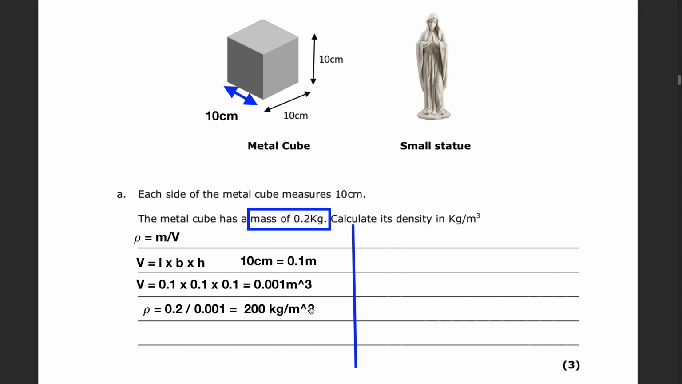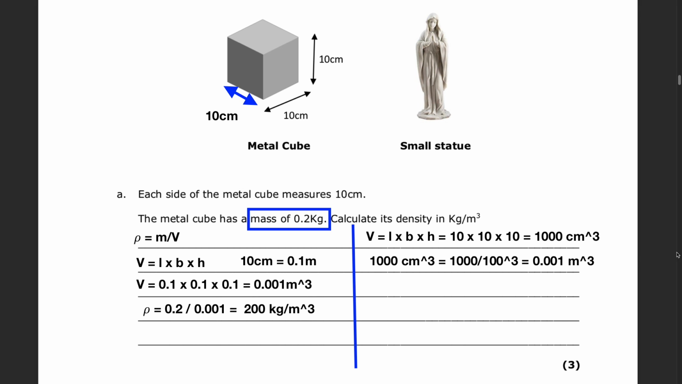Now let's work it out without converting the 10 centimeters into meters. So once again, we have to start with finding the volume, which length times breadth times height will give us 10 times 10 times 10. However, we cannot work out with centimeters cubed. We have to convert this into meters cubed. And as you should remember from our first few lessons, to convert from centimeters cubed to meters cubed, we have to divide by 100 cubed, which will also give us 0.001 meters cubed.